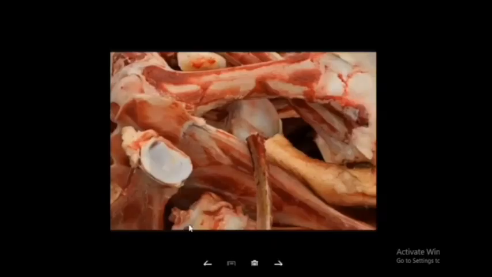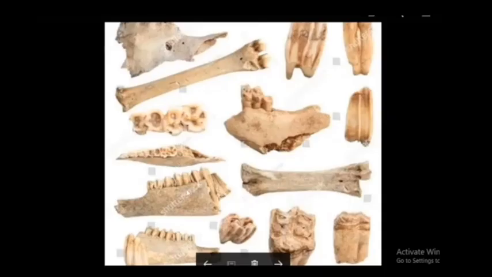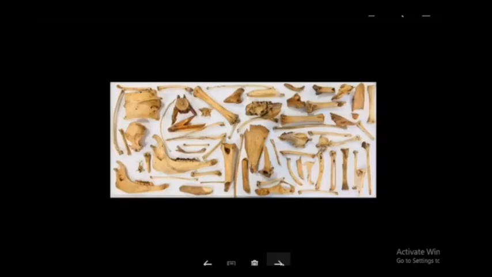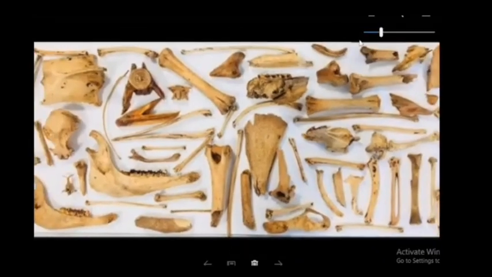These are pictures that can help us buttress our points. These are bones, different bones. All these ones here are bones of the jaw. You can see them having some tooth-like materials on them. These are some other bones that have been assembled together. So this is what bones look like.